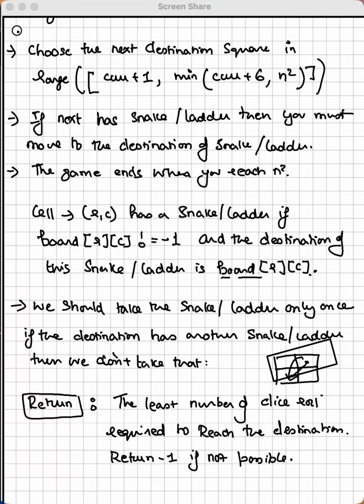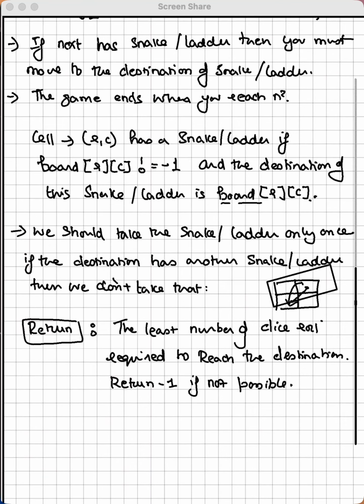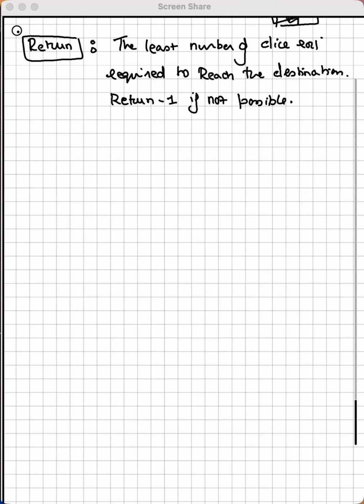And the return that is expected is the least number of dice rolls required to reach the destination, and we have to return -1 if that's not possible. Okay, so let's start thinking through this. There are a bunch of approaches that we can take. I'm going to talk through one of the approaches, which is going to be a dynamic programming one, but we're not going to be implementing that, and I will also tell you why we're not going to be using that. I'll share all the thought process here, but let's first look at the dynamic programming approach.